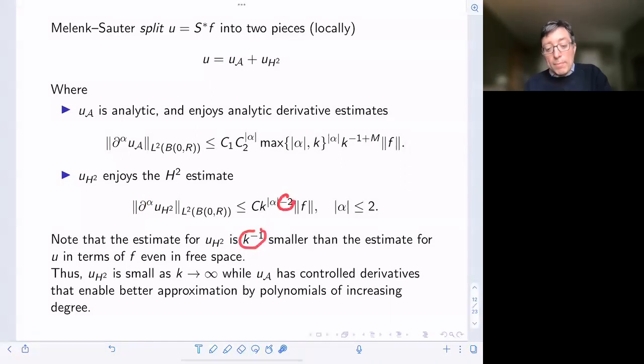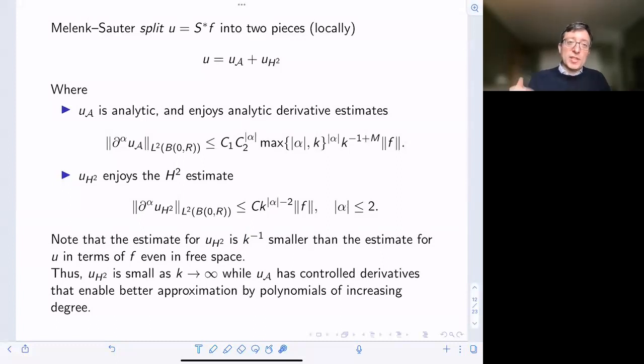So this says there's one power better. That's all. It's just smaller as k goes to infinity. And not only is there one power better, but derivatives behave in an appropriate way. Each derivative costs you a power of k, and you can have up to two derivatives. So it's an appropriate semi-classical H2 estimate. But the main thing is this piece is small. It's smaller than you would expect as k goes to infinity.